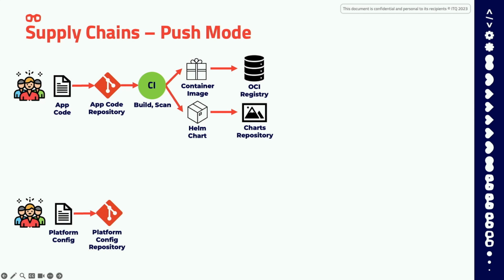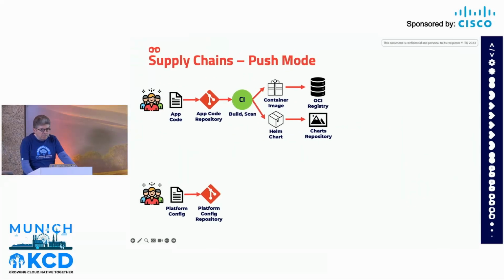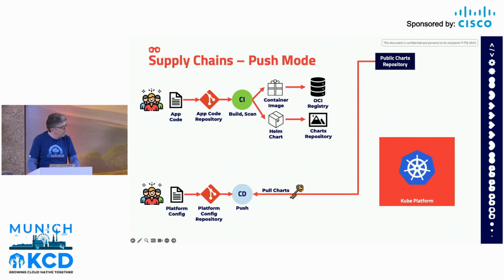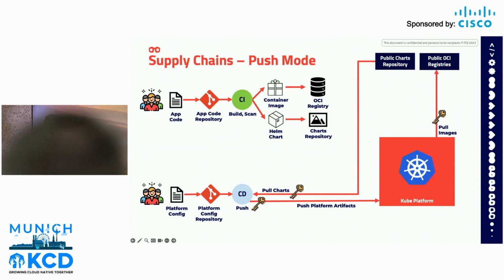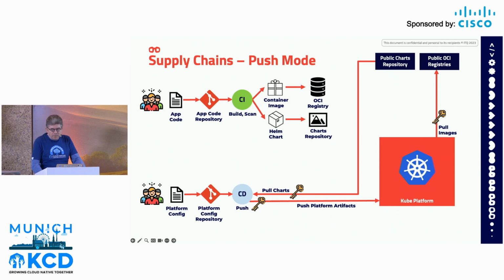But before pushing the application on Kubernetes, usually there is a platform team that creates platform configuration and pushes this platform configuration into Git. Then what happens most of the time in push mode, so we push the configuration to the Kubernetes cluster, a CD pipeline is triggered, and basically this CD pipeline will launch commands like kubectl or Helm install, so we pull the Helm chart locally and push the resulting configuration to the Kubernetes cluster. So nothing fancy here, and the Kubernetes platform will pull the image afterwards to apply the required configuration.